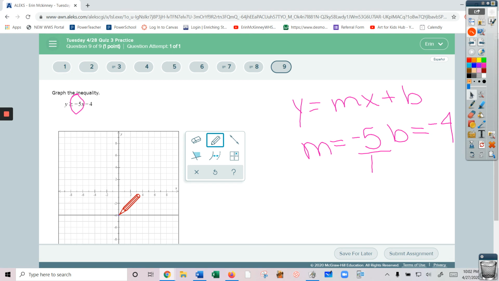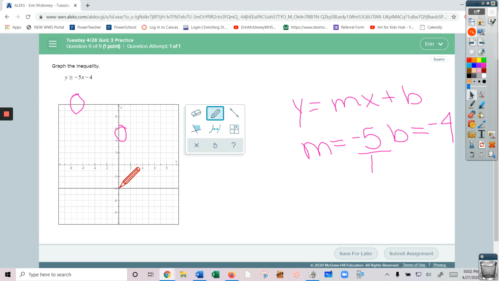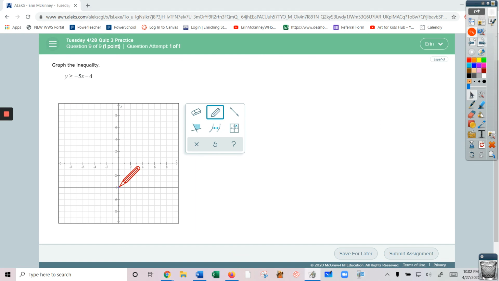B is my y-intercept, so it has to go on my y-axis. Then I'm going to do my slope. From there, I need to go down 5, right 1. I need to actually move my screen to give me a little bit more space here. So from this point, I'm going to go down 5, right 1. So there's my second point. Now I can put my line in here.